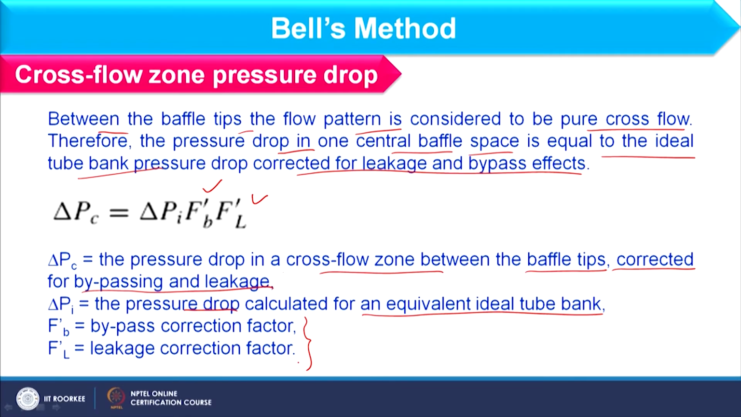Now, the point is why we are considering bypass and leakage correction factor. Why am I not considering Fw prime or Fn prime, like the window correction factor and tube row correction factor? The answer is, in the cross flow zone we will have leakage in terms of the gap between the hole in the baffle as well as the tube OD, right.